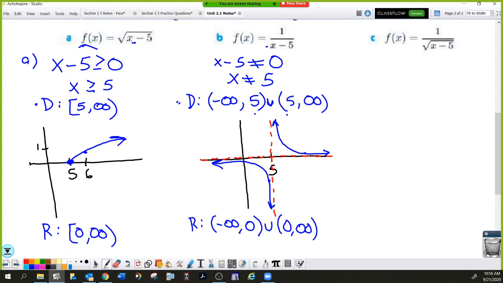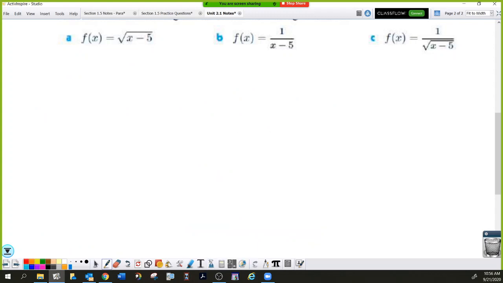If there's a square root sign, you can't have negative numbers underneath it. Let's just go with that route. Because the next question is a combination of the two. It's 1 divided by the square root of x minus 5. So let's talk about the 2 rules.